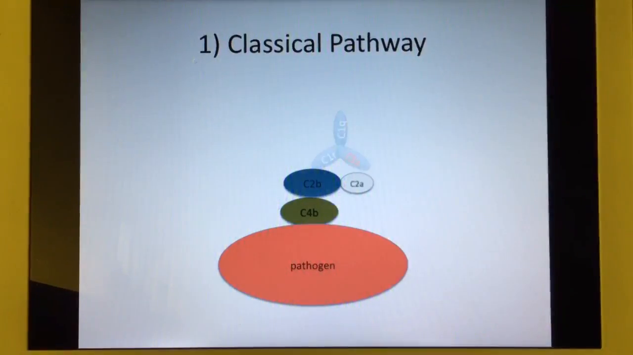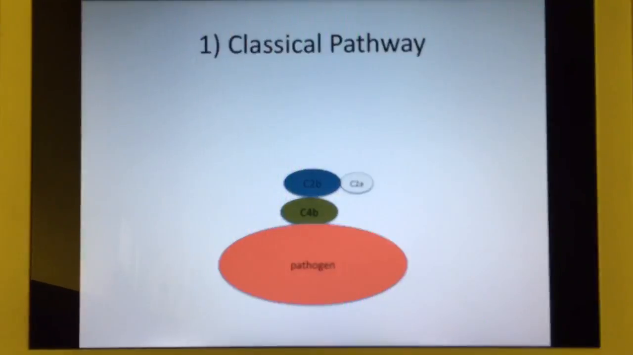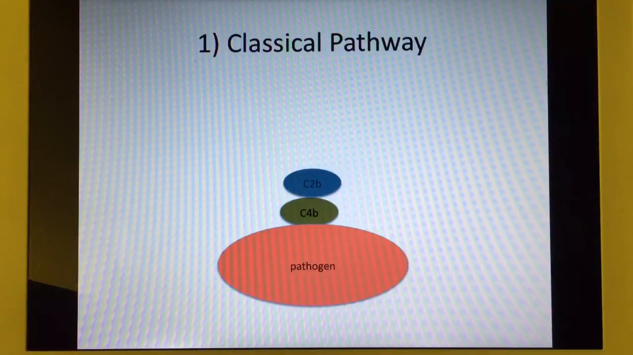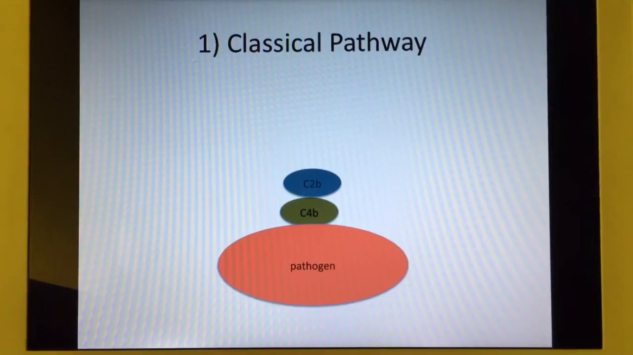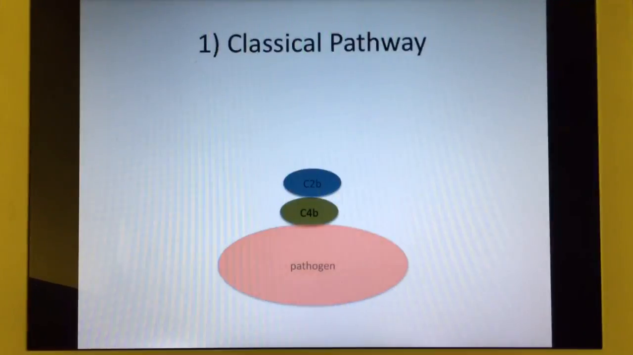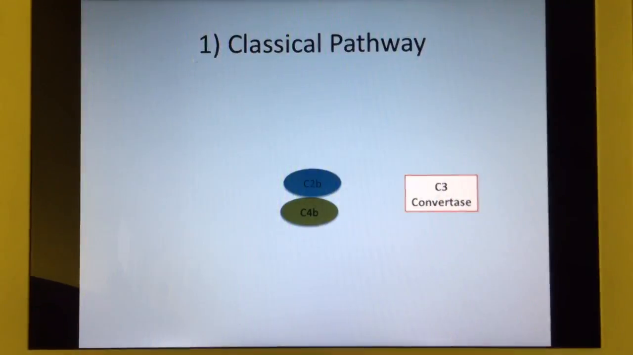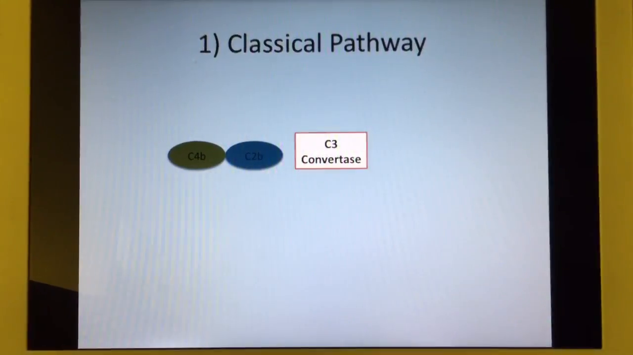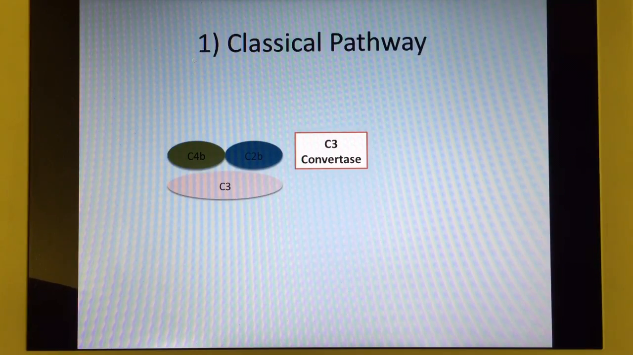C2a is a small fragment. When further cleaved into C2 kinin, it will cause extensive swelling. C4b combines with the larger fragment C2b to form C3 convertase. C3 convertase cleaves C3 into C3a and C3b.